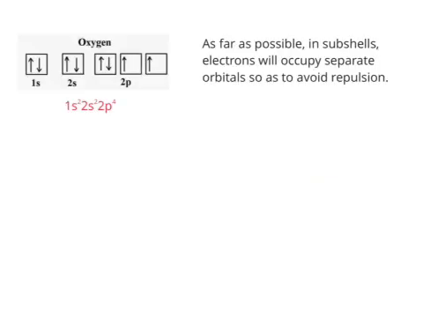So as far as possible in subshells, electrons will try to occupy separate orbitals so as to avoid repulsion. So in the example of oxygen, which is 1s2, 2s2, 2p4.